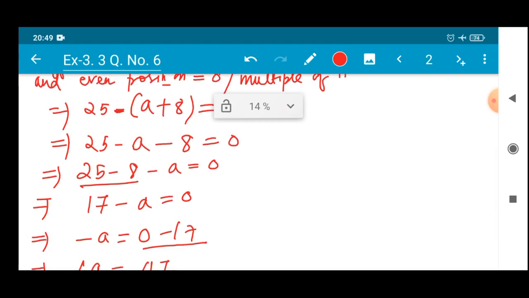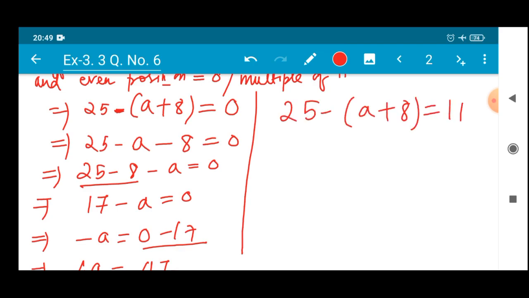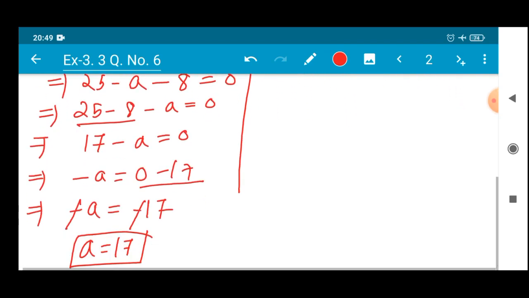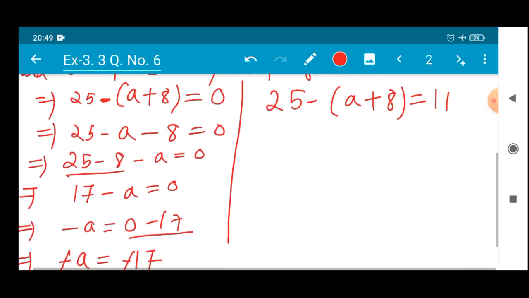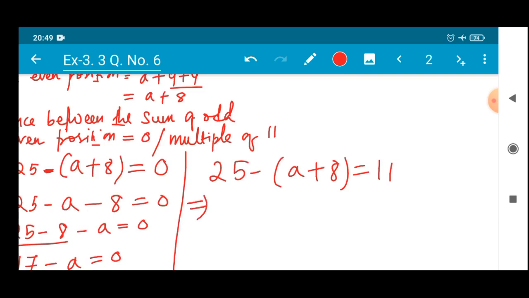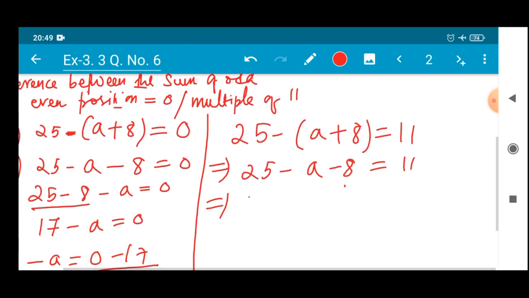That is, the next form will be a multiple of 11, as we did in the previous sum. Let's try with 11. 11 zeros is 0. We tried, we got the answer 17, positive 17 this time. Okay, but not a single digit. We got a two-digit number. Now we have to try with the next alternative, that is the next multiple of 11. 11 ones are 11 here. Now 25 minus a minus 8 is equal to 11. Now I have to again transfer this 8 to this side, so that it will become 17. I am not repeating this again because I have already done this. So 17 minus a is equal to 11.